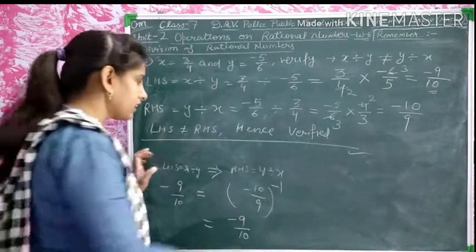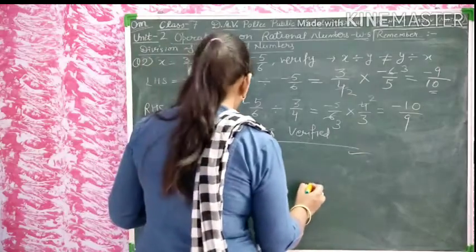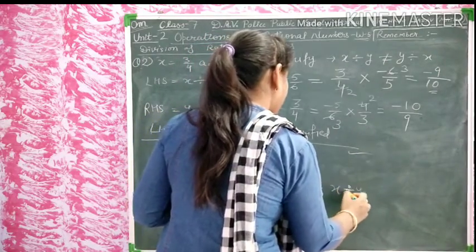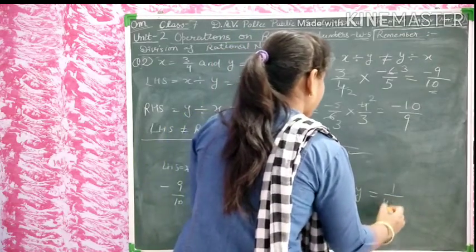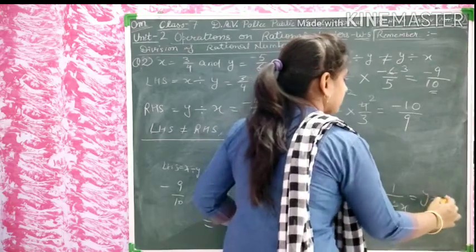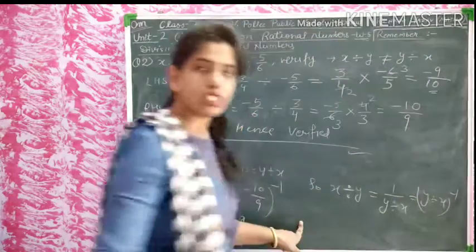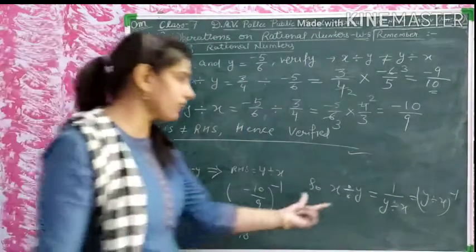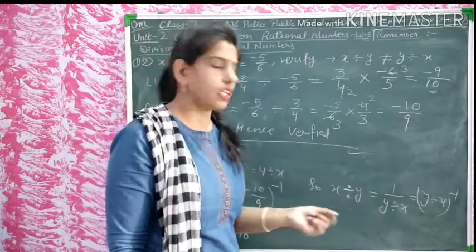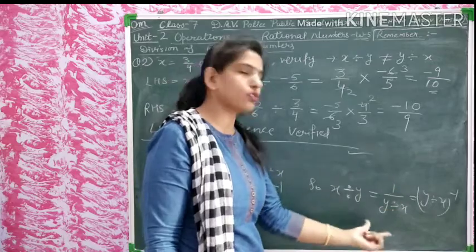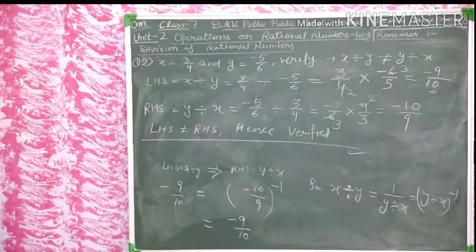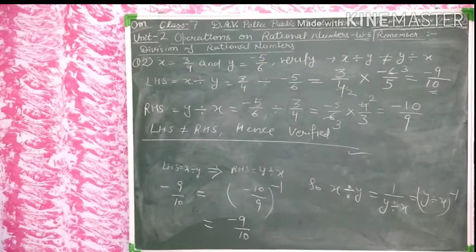Is this clear? So x divided by y is equal to 1 by (y divided by x), or the reciprocal of y divided by x. Is this clear, students? It means always this is equal, but these are not equal. Okay, x divided by y is equal to 1 by y divided by x. Is it clear, students? Now we will go to the next question, question number 3.